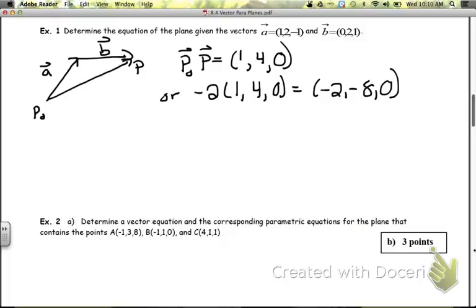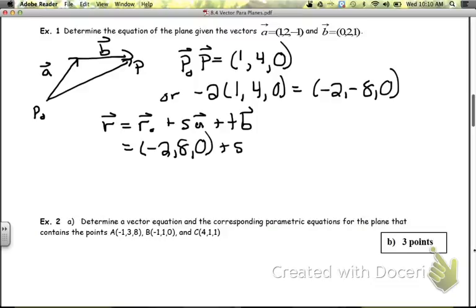Since we want to determine the equation of the plane, our equation is vector r equal to r subscript 0 plus s times our vector a plus t times our vector b. Sub in our knowns: we take our point, -2, -8, 0, plus s times our vector a, 1, 2, -1, plus t times our vector b, which is 0, 2, 1. And that is our equation. Now let's look at example 2.